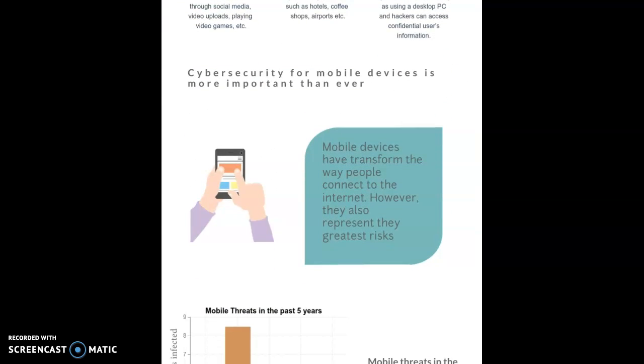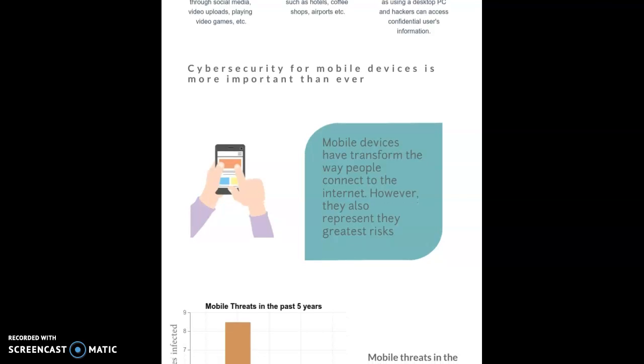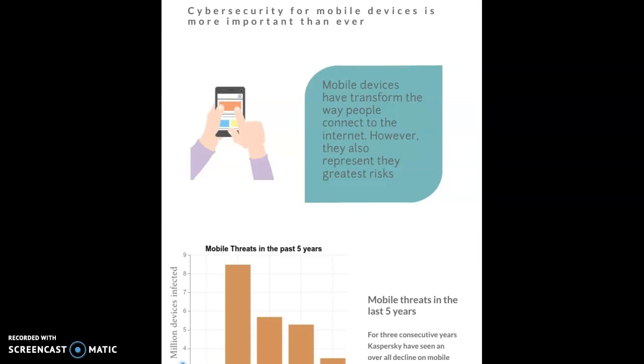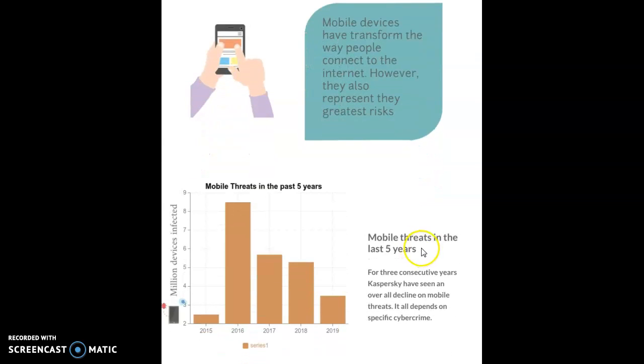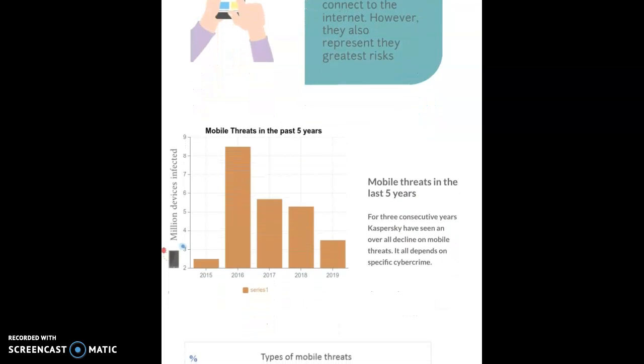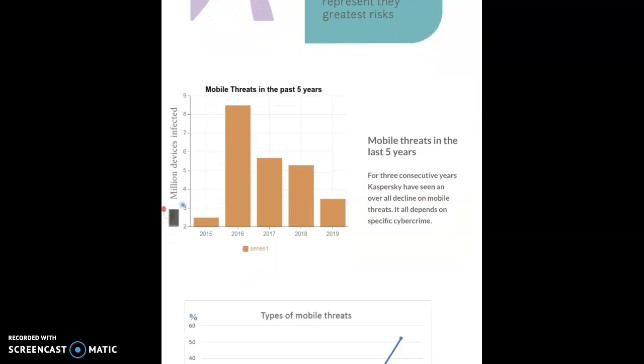Kaspersky has the most up-to-date security information for the past 5 years. With that information, I created a mixed chart infographic reflecting the overall decline in 2019. I also created a line chart because it clearly reflects the difference between some types of mobile threats.